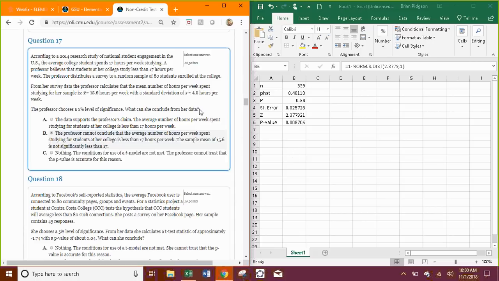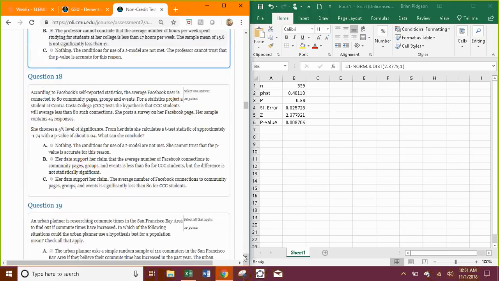The professor cannot conclude that the average number of hours spent per week studying is less than 17 hours per week. The sample mean of 15.6 is not significantly less than 17. And you should kind of see that just from your X bar and your standard deviation. Remember, the standard deviation is your typical distance from the mean. So think about your normal distribution: 68% of your data is within 1 standard deviation, 95% is within 2. So 17 is definitely going to fall within that range.